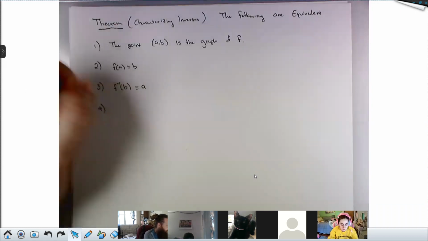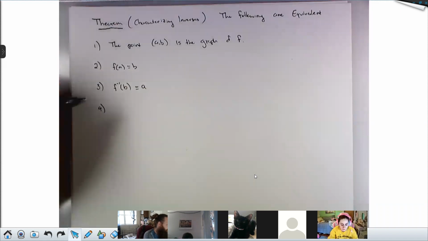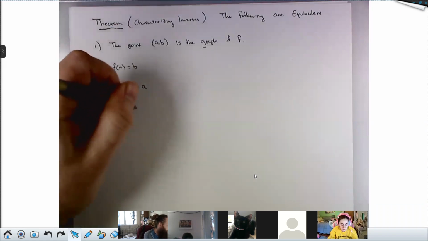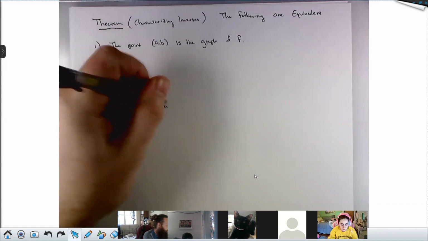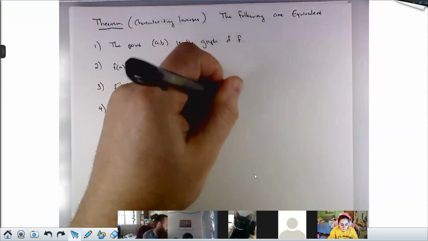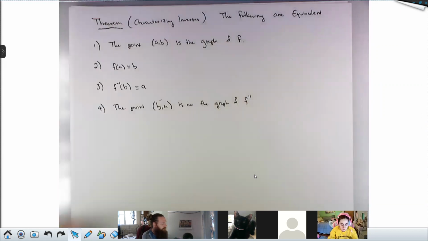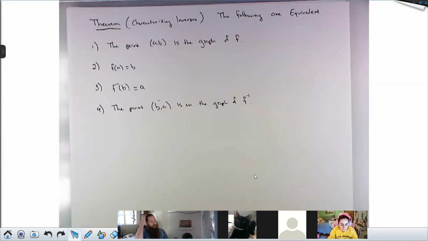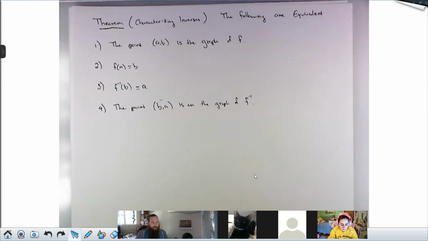That, however, if we reinterpret it graph-wise, means the point B comma A is on the graph of f inverse. And if you just compare the outermost items, items 1 and 4, A comma B on the graph of f is equivalent to saying B comma A is on the graph of f inverse. What's the relationship between 2 points of this sort? Well, you're swapping the x's and the y's, right? 1 comma 3 is on the graph of f, 3 comma 1 is on the graph of f inverse.